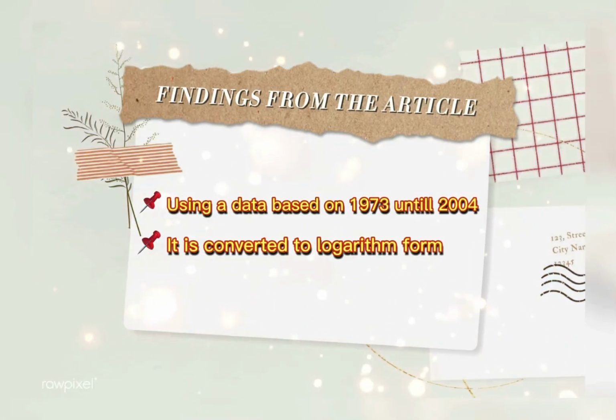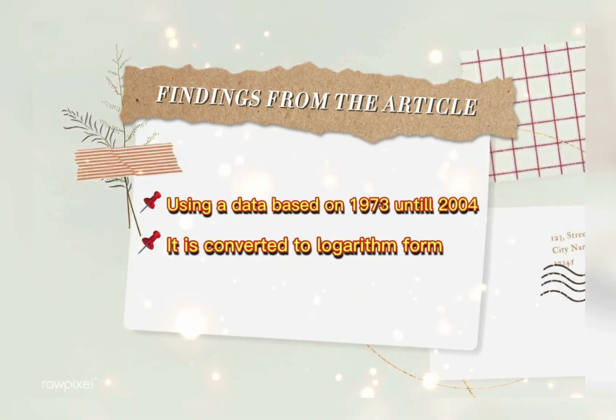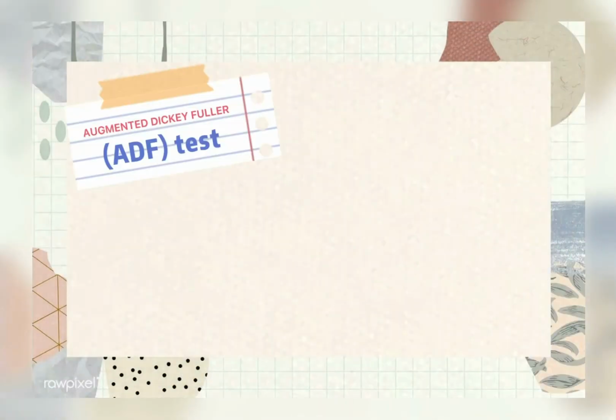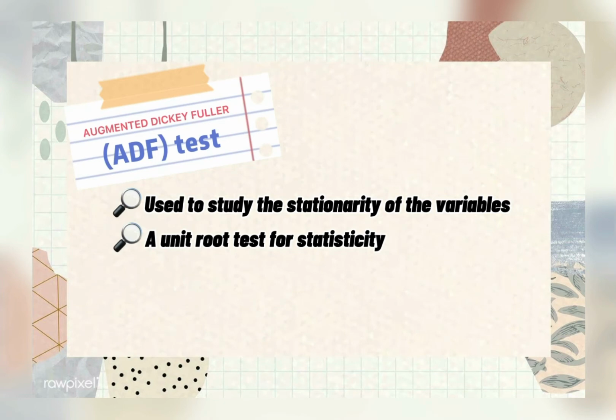The findings from this article: the first one is that the study used data from 1973 until 2004, and the data is converted into logarithm form. The second finding is that the stationarity of the variables was studied using the Augmented Dickey-Fuller test (ADF). It is a unit root test for stationarity.